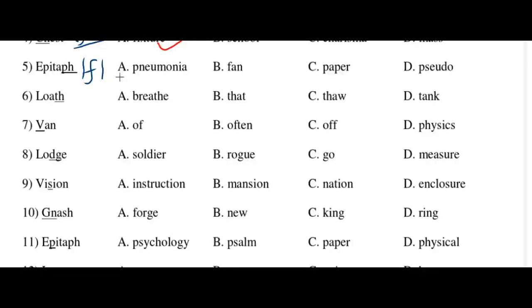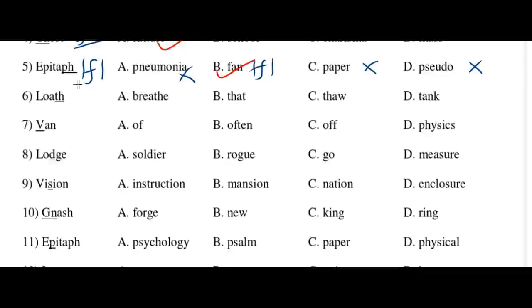Option A, we have pneumonia. It doesn't contain f. Option B, we have fan, f. It contains f. Option C, we have paper. It doesn't contain f. Option D, we have pseudo. So the only one that contains the f sound is fan, option B, and that is the correct answer.